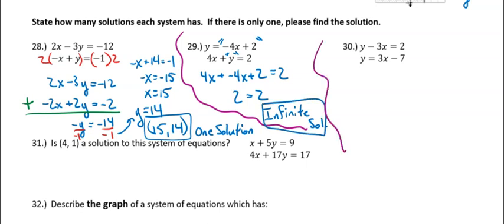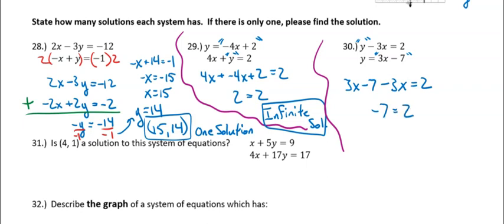And then the third one, again, same thing. I'm going to solve this thing. Once again, substitution's probably the route to go here because y equals this guy right here. So I can plug that in for y in the first equation. So in that first equation, I replace that y with a 3x minus 7. And now I simplify by combining like terms. I get a negative 7 equals 2.